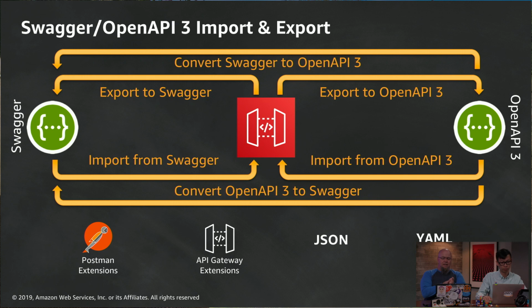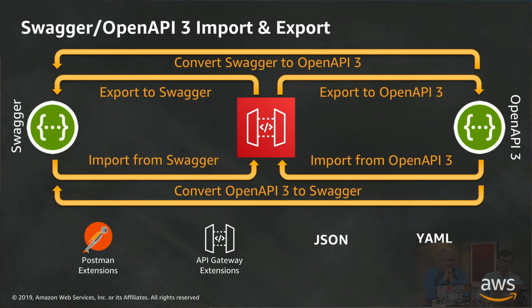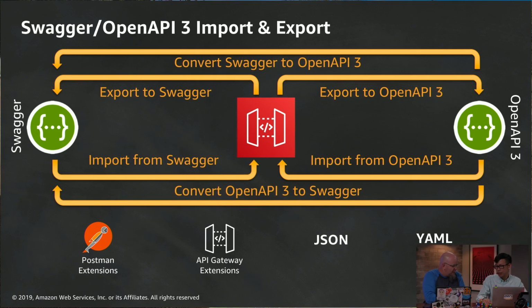So the next thing, and this is the last feature we're going to talk about here, is the export and import through Swagger and OpenAPI 3. Now, you've got to clear this up for me: Swagger and OpenAPI, are they the same thing? Are they not? They're typically the same thing now, right?